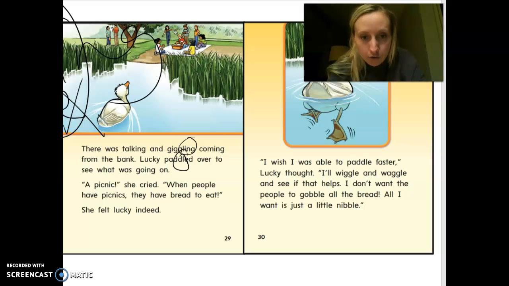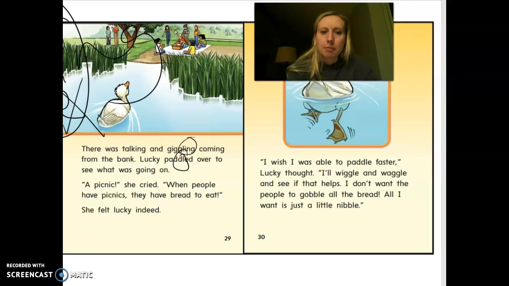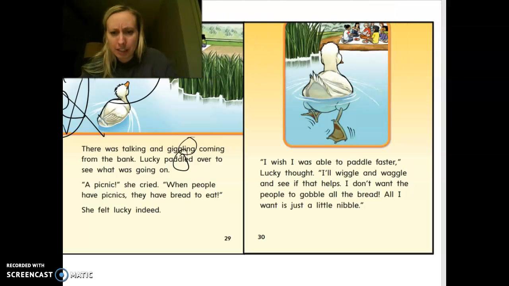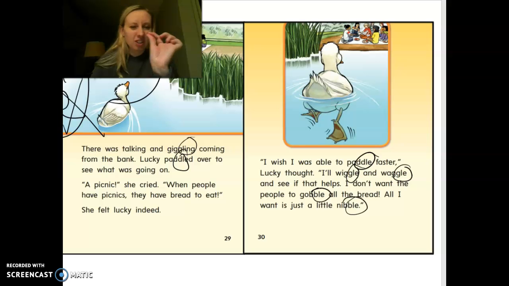Lucky paddled over to see what was going on. A picnic, she cried. When people have picnics, they have bread to eat. She felt lucky indeed. I wish I was able to paddle faster, Lucky thought. I'll wiggle and waggle, and see if that helps, because she wants to get there quickly. I don't want the people to gobble all the bread. All I want is just a little nibble. Let's see if she gets that piece.